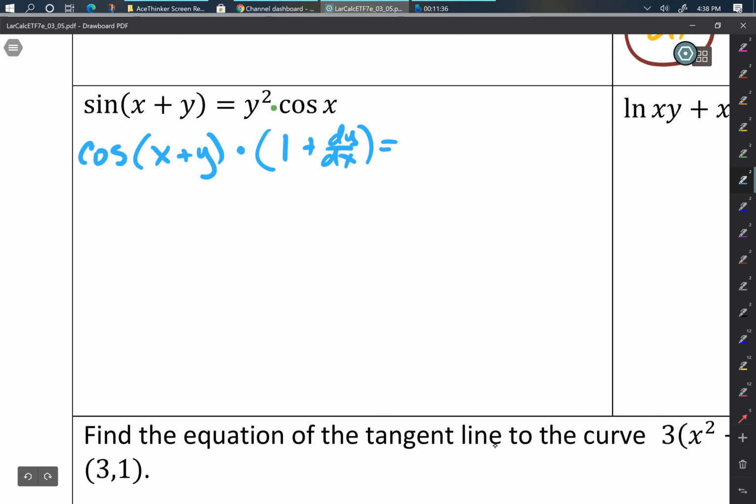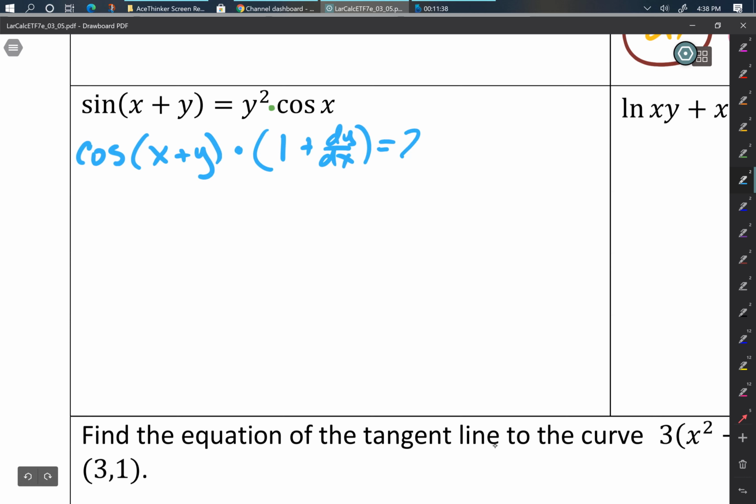On the right, I have the product rule. The derivative of the first term will be 2y times dy/dx times the second term, plus the first term times the derivative of the second term.